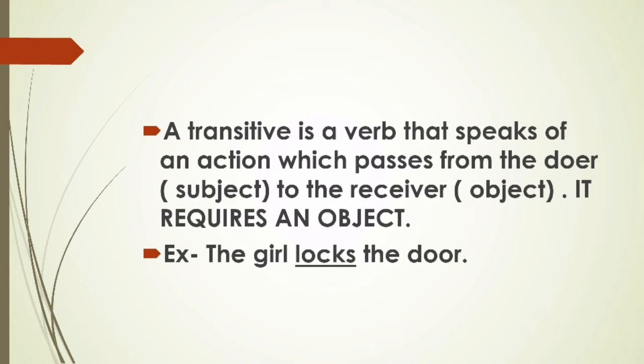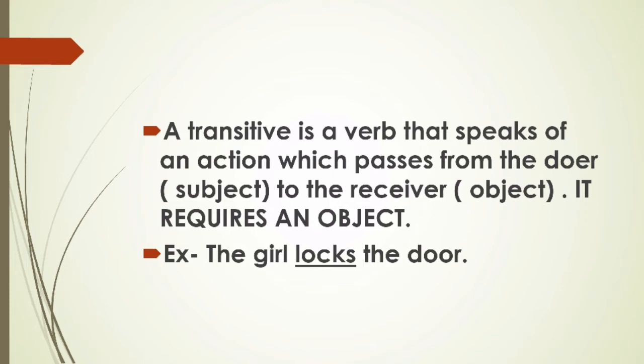Students, a transitive verb is a verb that speaks of an action which passes from doer to receiver, right? That means these are the verbs which tell us about the action which passes. The action passes from the doer, which is the subject, to the receiver, which is the object. So you have to remember that a transitive verb always requires an object, like: The girl locks the door.